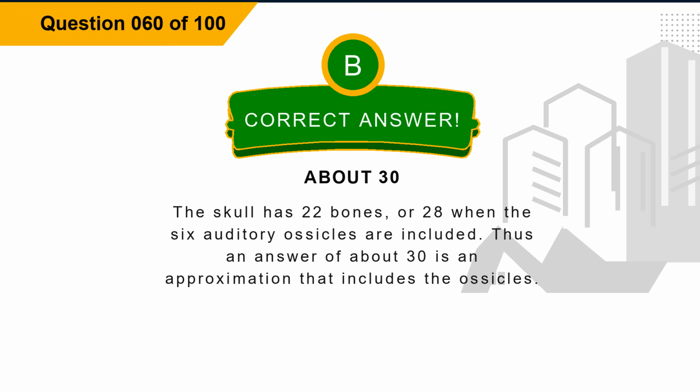Explanation. The skull has 22 bones, or 28 when the 6 auditory ossicles are included. Thus an answer of about 30 is an approximation that includes the ossicles.